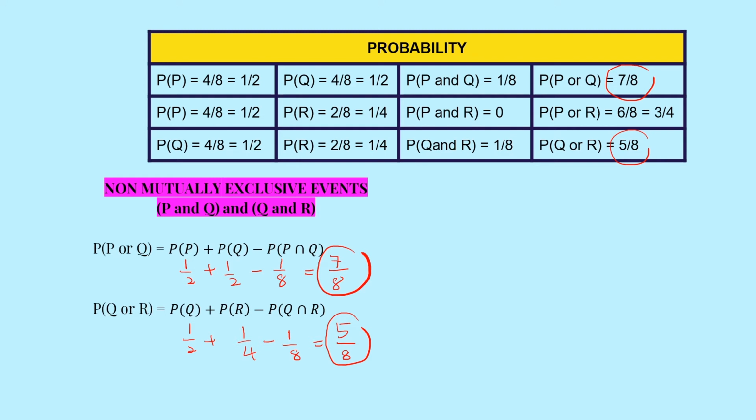Alright, but how about mutually exclusive events? As we can see here in our example, it is between P and R. The intersection of P and R is equal to 0. There is no intersection.